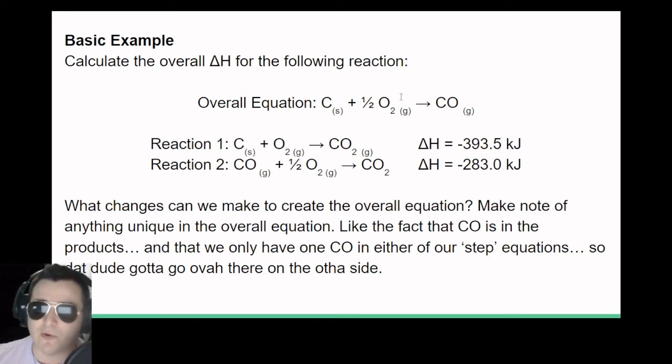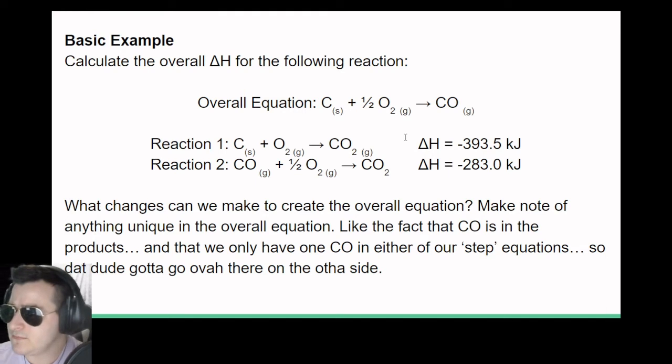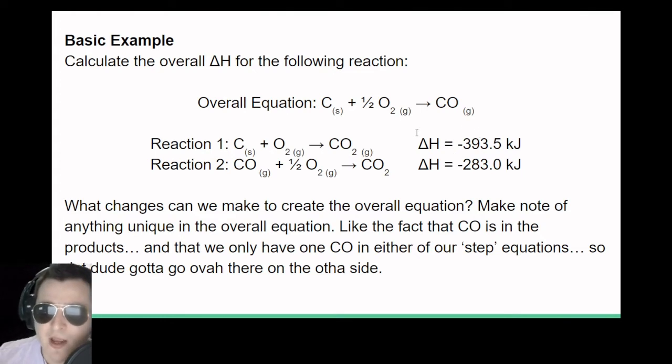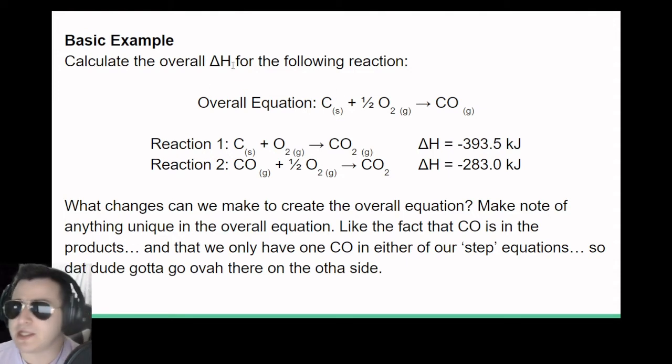We have the overall equation: carbon plus 1/2 a mole of oxygen makes 1 mole of carbon monoxide. That's the equation we are forming. And it is broken down into 2 steps. Carbon plus O2 makes CO2. Carbon monoxide plus half O2 makes CO2. And we have the enthalpy, that is the energy released from each of these steps. So we need to figure out how to smush these 2 reactions together to make what's up here. The question is, calculate the overall delta H for the reaction.